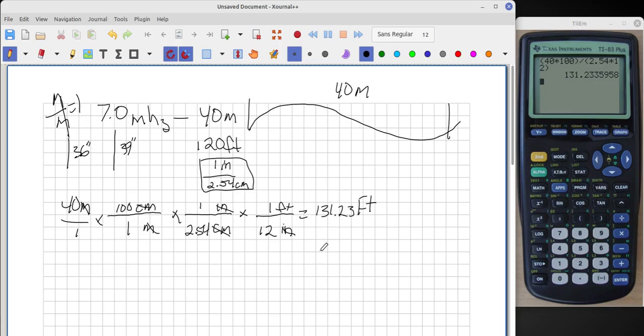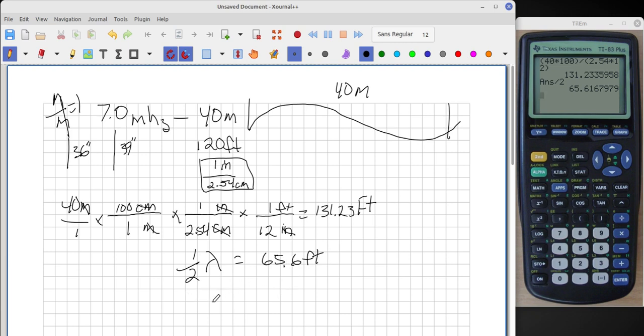All right, so what can I do with this information? Well, I want to construct a wire antenna that's a half wave. So half wavelength, lambda being the Greek symbol typically used for wavelength, is going to be this value divided by 2. So I take my answer here, divided by 2. And I see then that this is 65.6 feet.